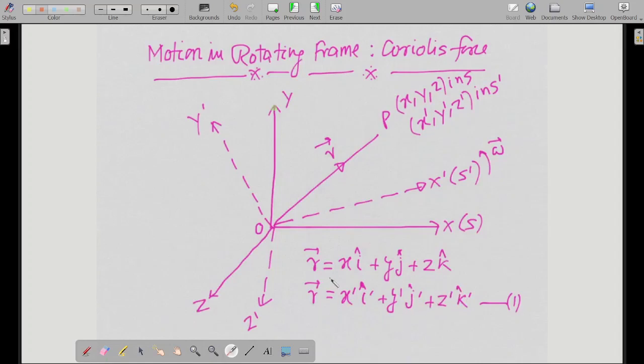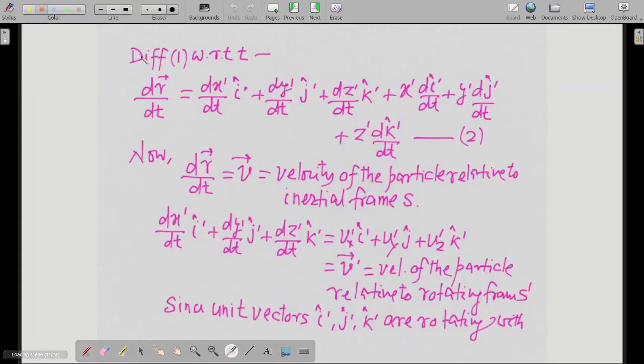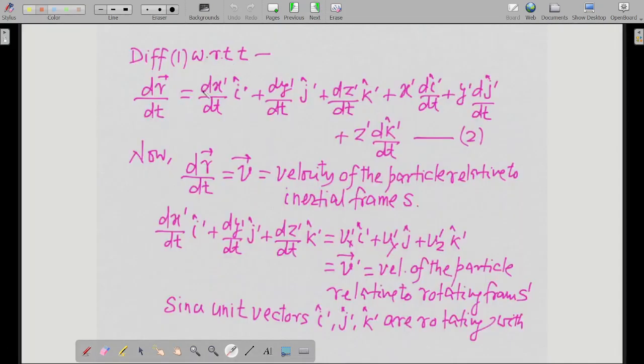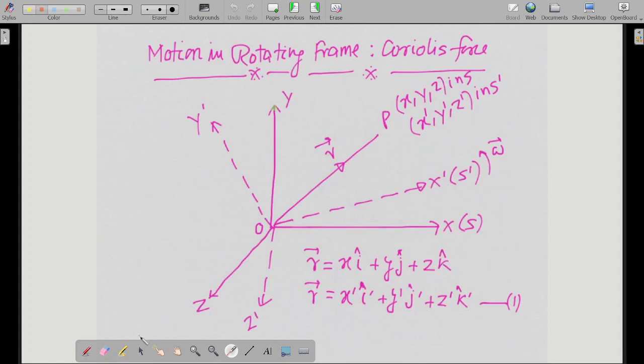So suppose this is your equation number 1. Then what happens? Differentiate equation 1 with respect to t. So you have to differentiate this equation 1 with respect to t. Then what will happen? Clearly you will apply the UV rule, right? dr by dt. So you will apply the UV rule.